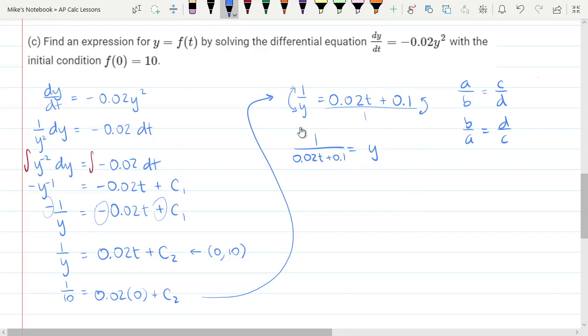All right, so this right here is our solution. So again, this is y equals 1 over 0.02t plus 0.1.